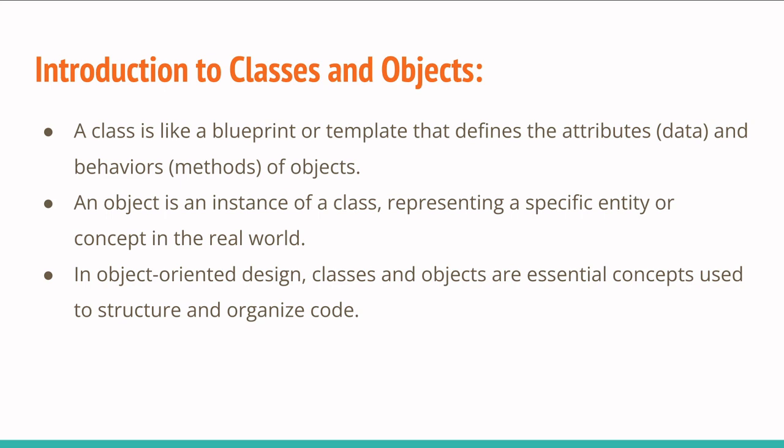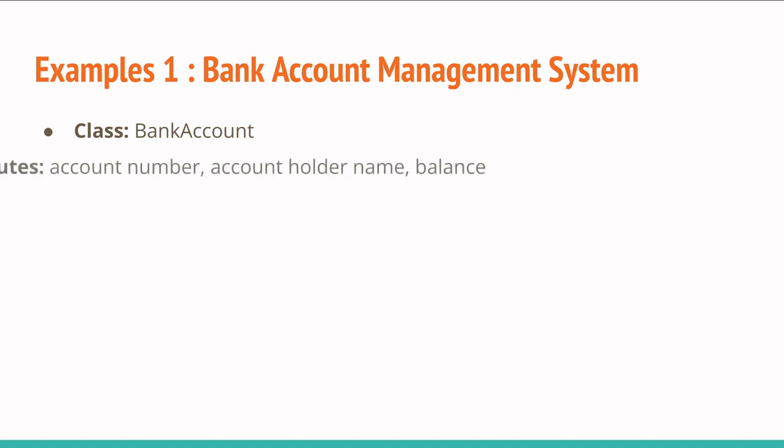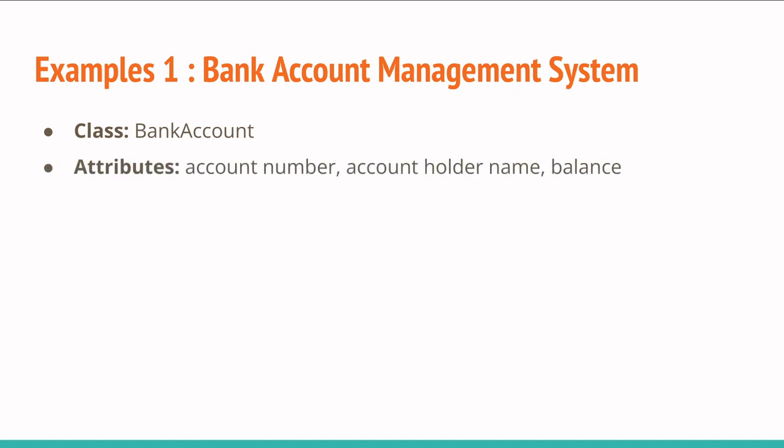So let us take a few examples. Let's suppose we have a bank account management system. In the bank account, we have a class BankAccount. And there are attributes like account number, account holder name, balance. And there could be n number of attributes. And what could be the possible methods? Deposit, withdraw, check balance. So BankAccount is a class.